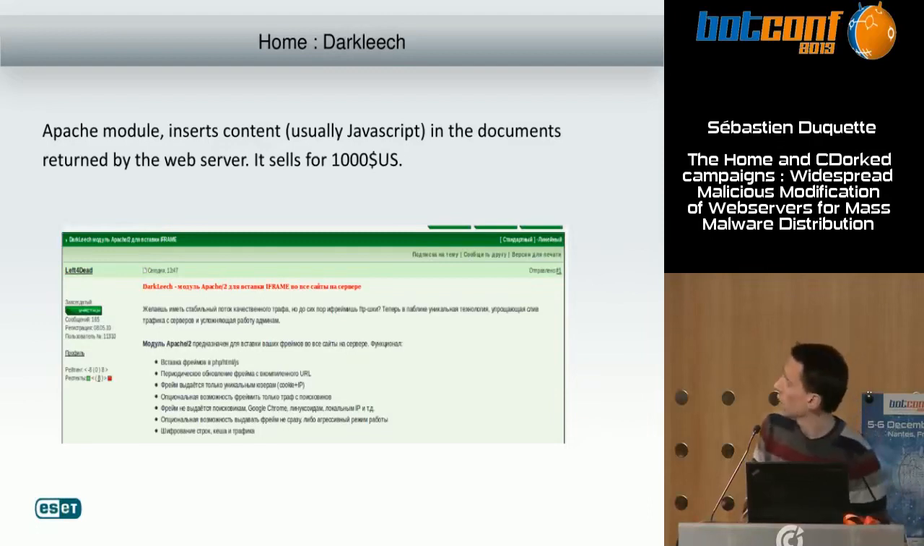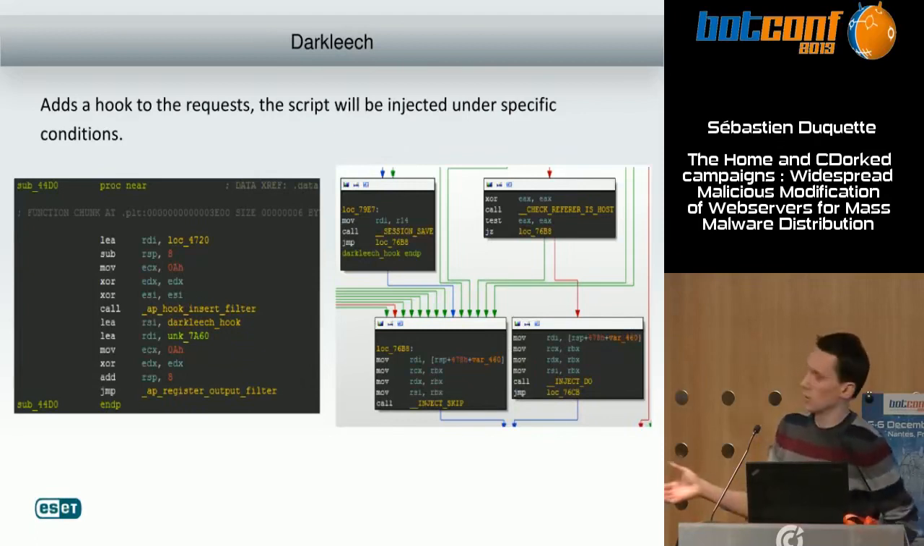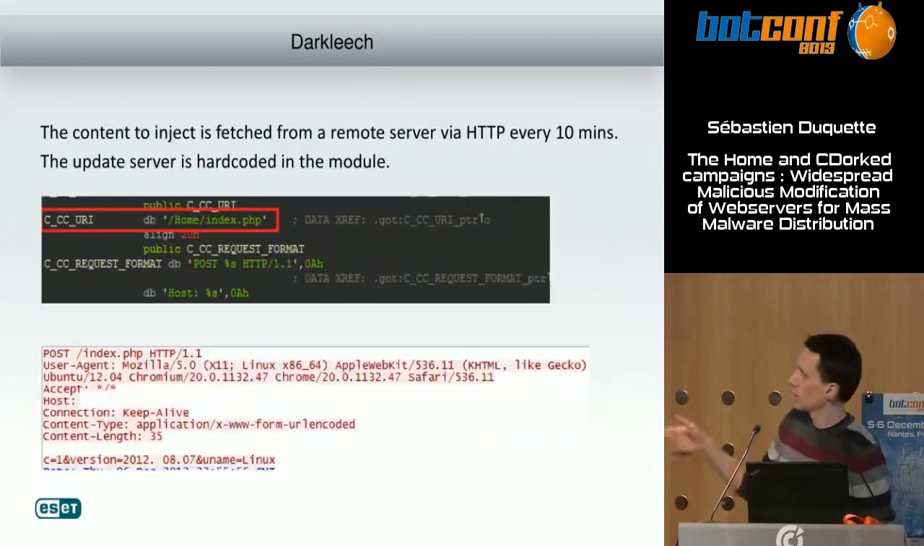The way it works is actually quite simple. Apache supports hooks, so you can manipulate the request. Every time a request for a document arrives, it checks some conditions, and based on those conditions, it will decide whether it injects the script in the page or not. The content to inject is fetched from a server. The address is hard-coded in the binary. And as you can see, the URL is via the HTTP protocol.